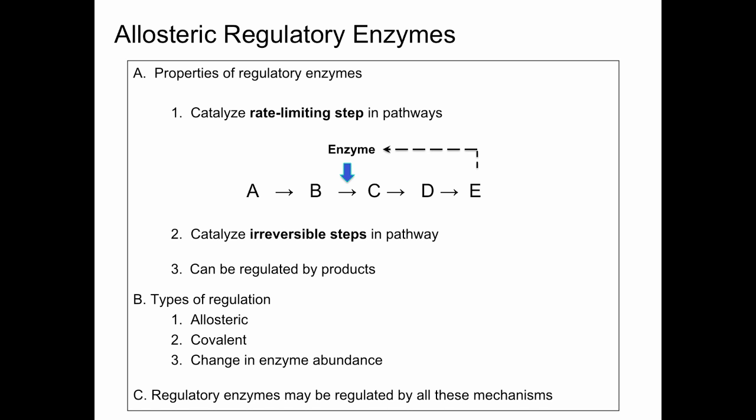Allosteric enzymes generally regulate rate-limiting steps and pathways. They catalyze irreversible steps, and they can be regulated by the products, which we see here. This enzyme catalyzes the conversion of B to C, but it's also regulated by its product, E. Allosteric enzymes can be regulated in many different manners. They can be regulated allosterically, that is, a molecule binds to a site distinct from the active site of the enzyme. They can be regulated covalently, such as by phosphorylation, or by changes in enzyme abundance. Key regulatory enzymes may be regulated by all of these mechanisms.